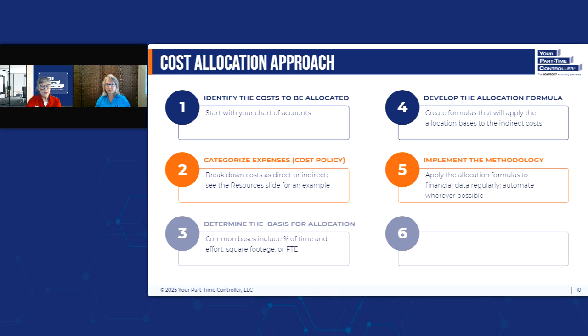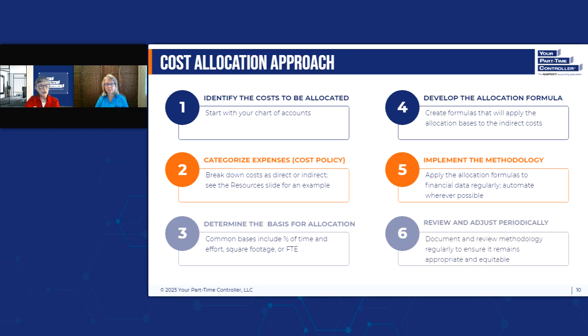Then implement the methodology. Apply the allocation formulas to your financial data every month or at least quarterly. Make sure that all the staff involved in understanding the process know what's going on, as well as the importance of accurately tracking and reporting costs. Keep materiality in mind. For insignificant amounts, it may not be necessary to go to extreme lengths. You don't want to spend so much time allocating pennies that you fail to meet key reporting deadlines.